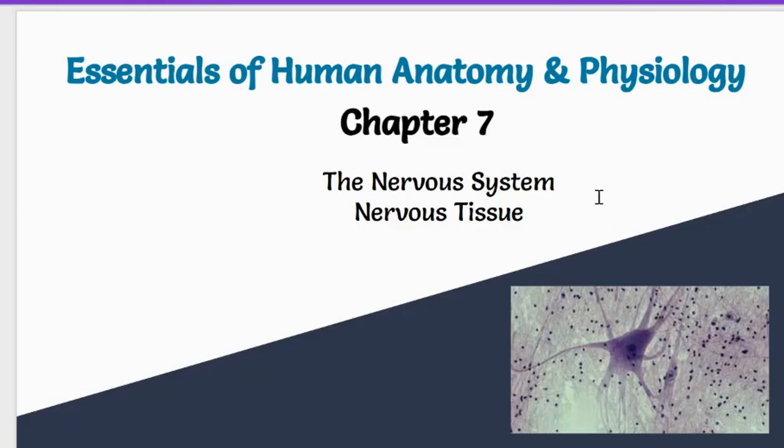All right, folks, welcome to our next unit in human biology. We're in chapter 7, the nervous system, and more specifically, nervous tissue. This is all the cells and tissues which makes up your nervous system.